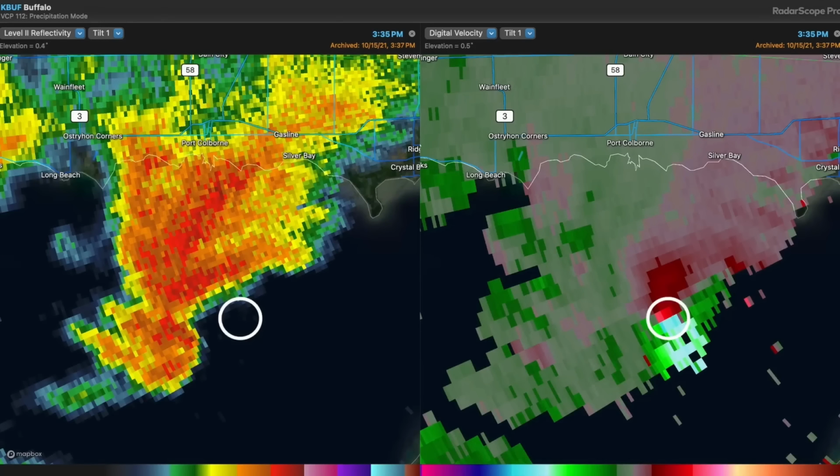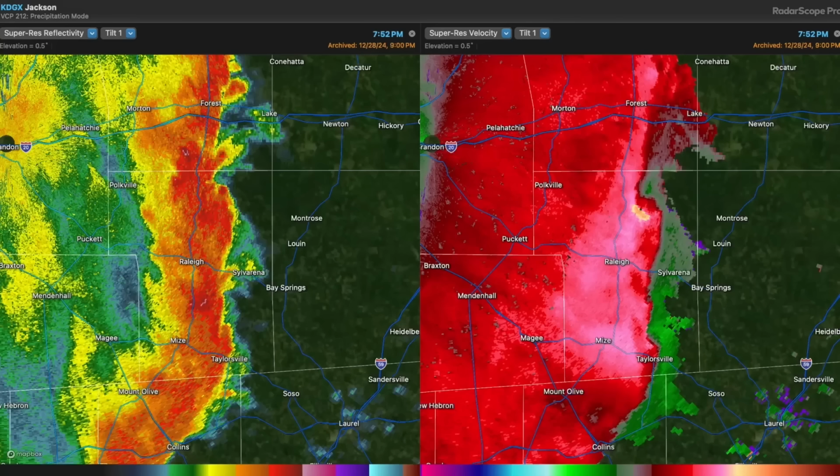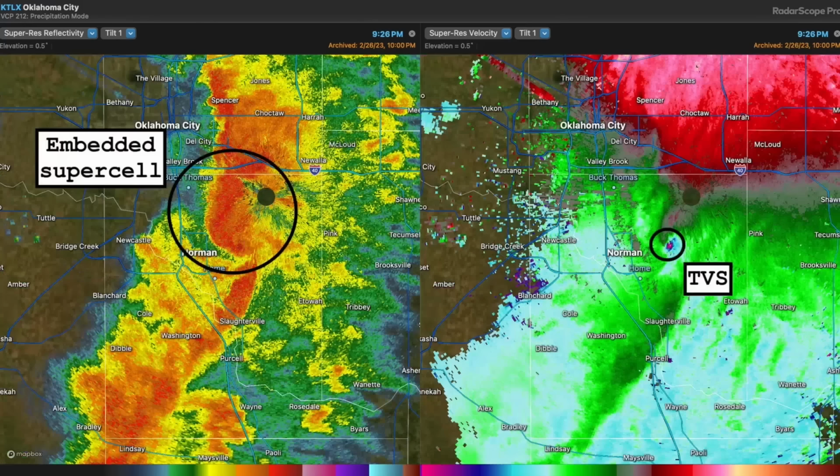On occasion, couplets will appear in the forward flank precipitation core, or even in the precipitation-free inflow notch of a supercell displaced from the hook. These are illegitimate TVSs and are the result of radar artifacts, which we'll discuss in a future episode of this module. In a squall line, TVSs are often coincident with small kinks in reflectivity along the leading edge of the line, or in supercells embedded within the line.